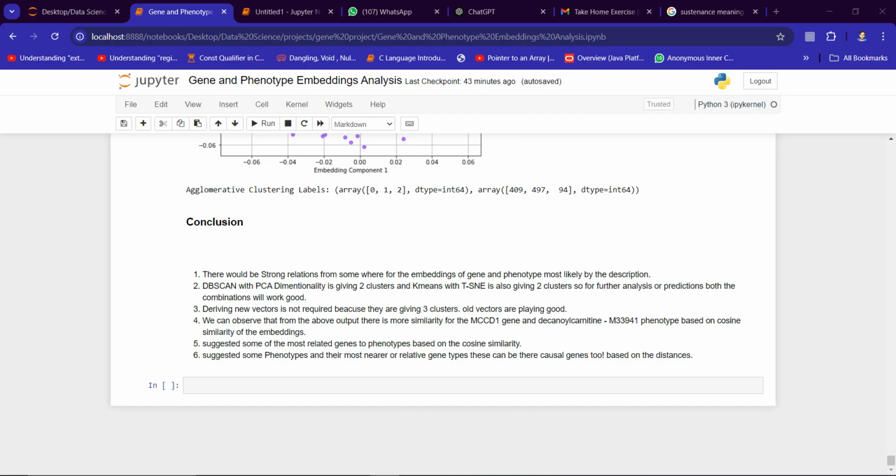We observe from the above output that the most similar are the MCCD1 gene and the decanoylcarnitine phenotype based on the cosine similarity of embeddings. I also suggested some of the most related genes to phenotypes based on the cosine similarity, and some phenotypes and their nearest related genes. These can be causal genes too, based upon the distances.